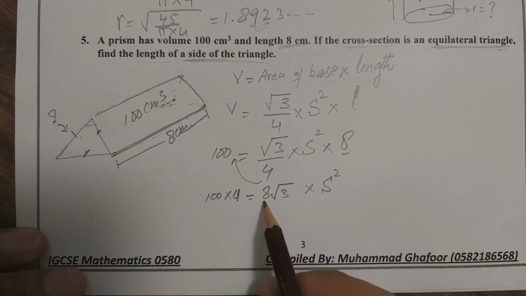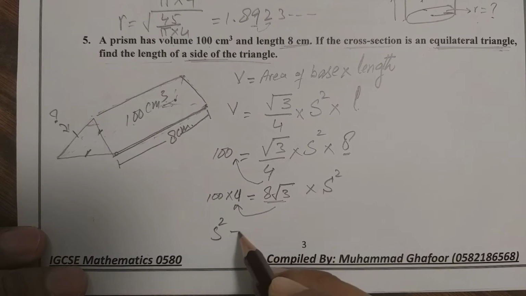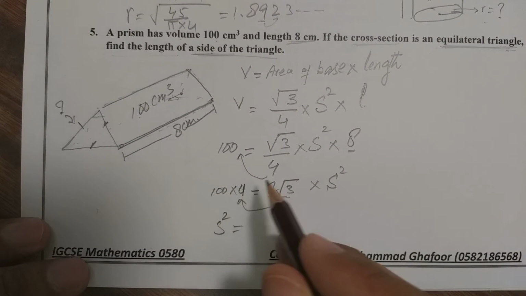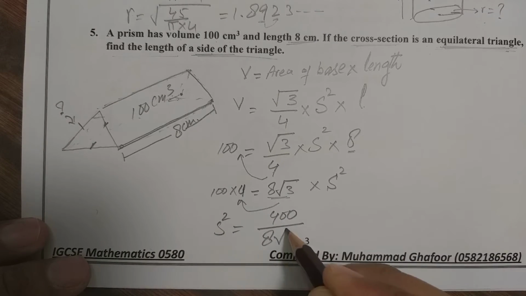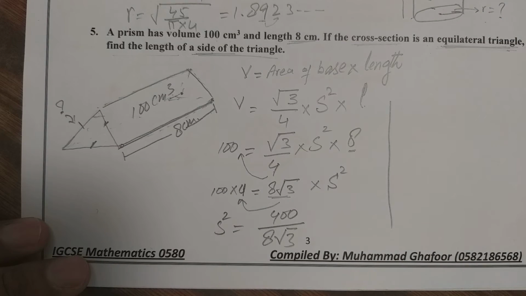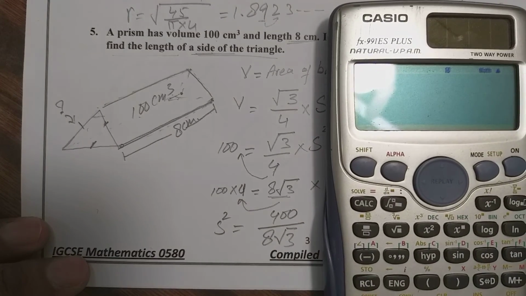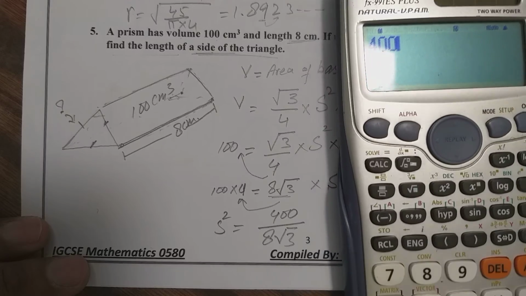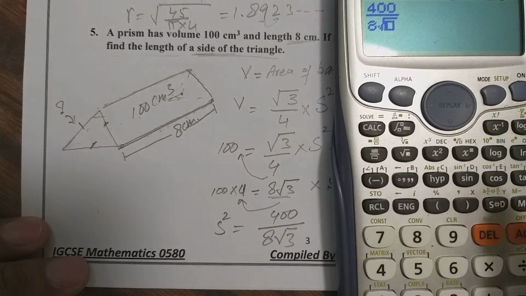Now this is multiplication, again it becomes division here. So s square equals 4 times 100, which is 400, divided by 8 square root 3. Now we multiply them. So 400 divided by 8 square root 3.